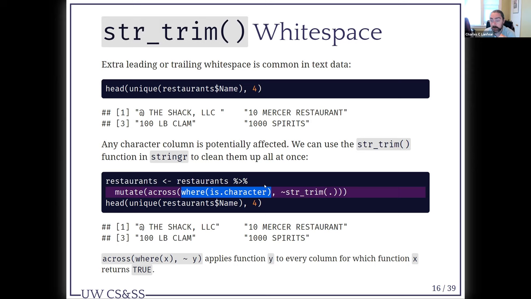So I don't have to manually figure out which of the 85,000 of them or however are character columns. Then I say, essentially, apply to every one of those columns, string trim. Now I look head unique restaurant's name, and that space that was momentarily driving me insane is now gone. Okay, I'm no longer angry. My anger has been dealt with. I have destroyed all of the extraneous space.